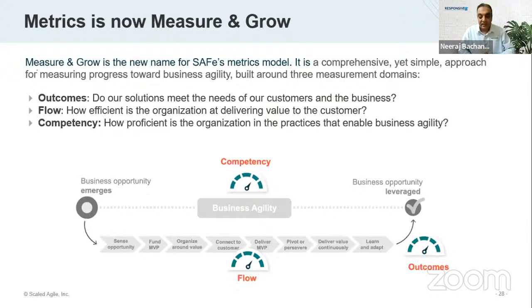Right? And measure and grow has been built around 3 domains. We look at how good we are in the outcomes that we are producing in the time box. How is our flow inside the organization? Is it really efficient, or do we need to make changes and improvements around it? And the competency, which talks about how proficient the organization is in using the practices towards business agility. And of course, as any organization extends business agility into the various parts of the organization, they will start realizing the shortcomings, or as I mentioned, chinks in the armor, to know where the improvement areas are required for the entire organization to achieve the state of business agility.